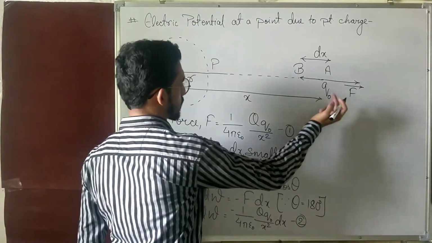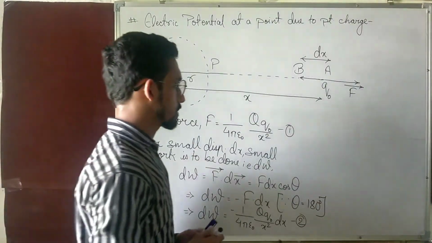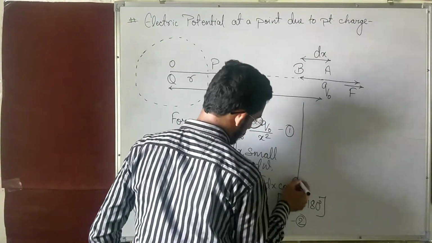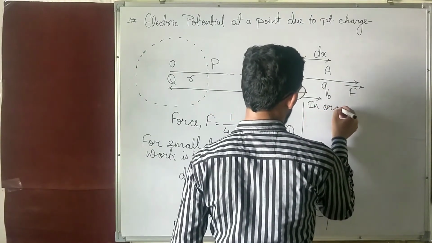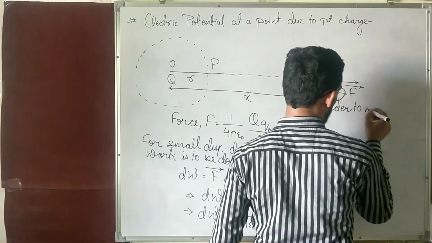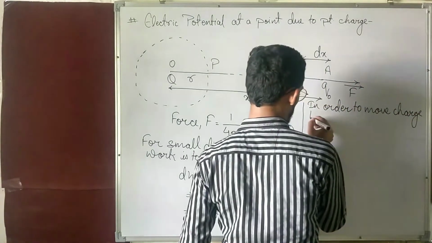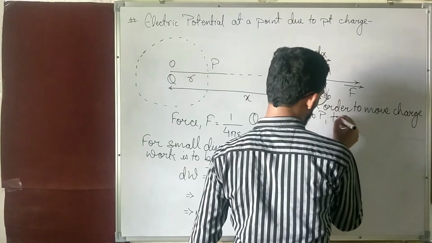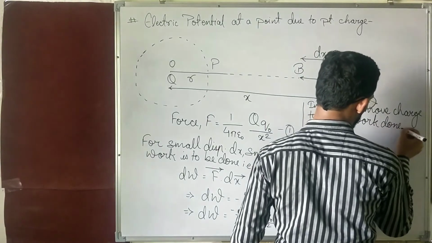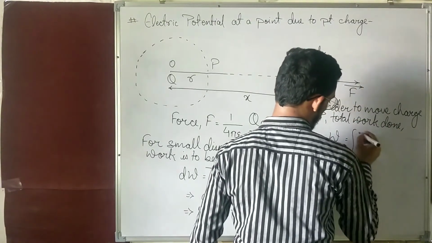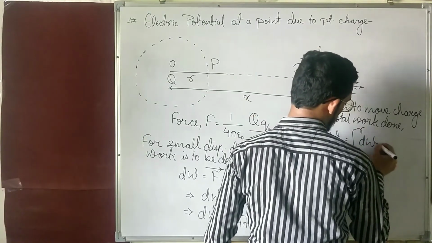But we have to take this charge from infinity to a point P, which is at a distance of r from the given charge Q. So for that we will have to find the total work done. In order to move the charge to P, the total work done W will become equal to the integration from infinity to r of dw.